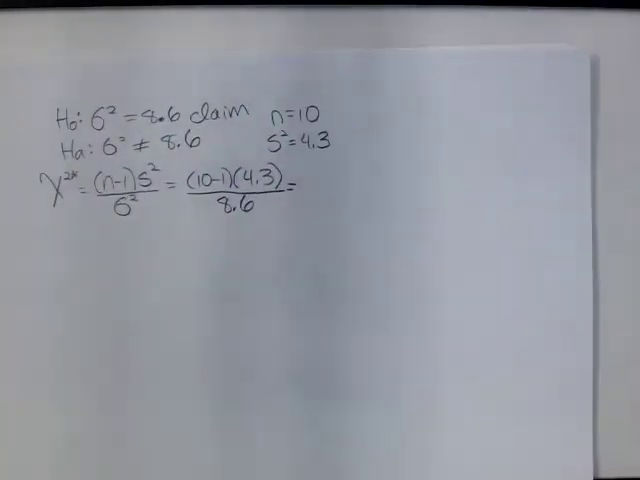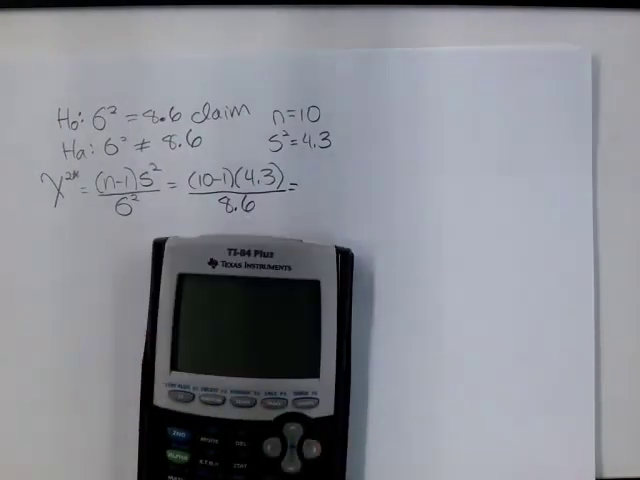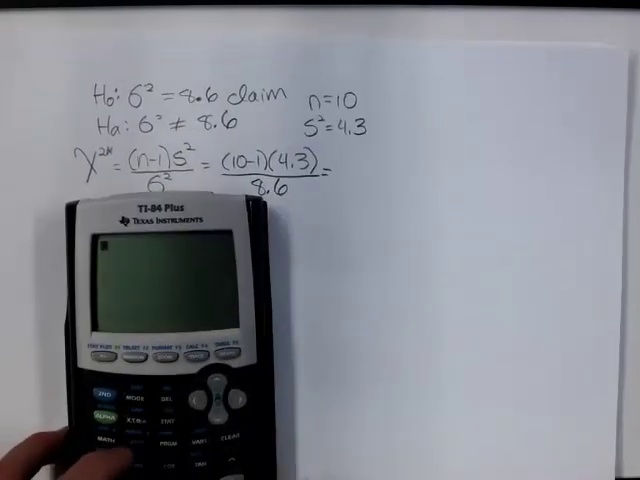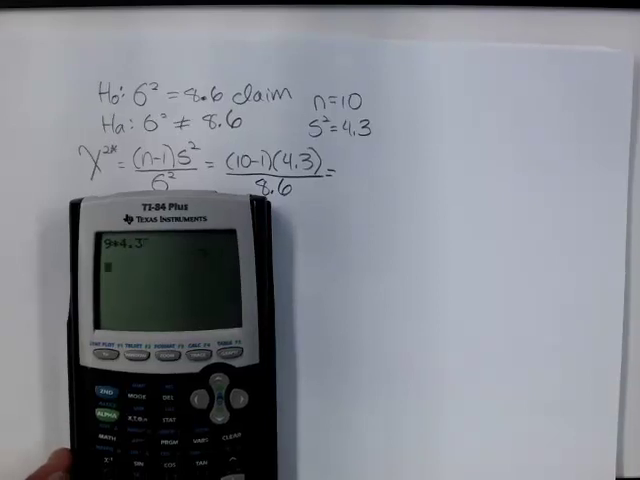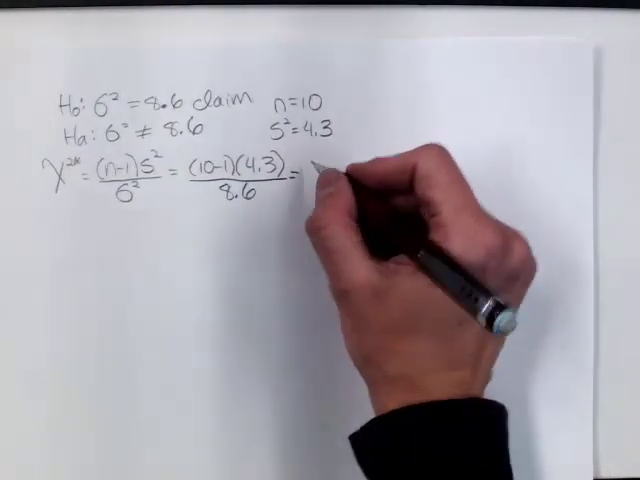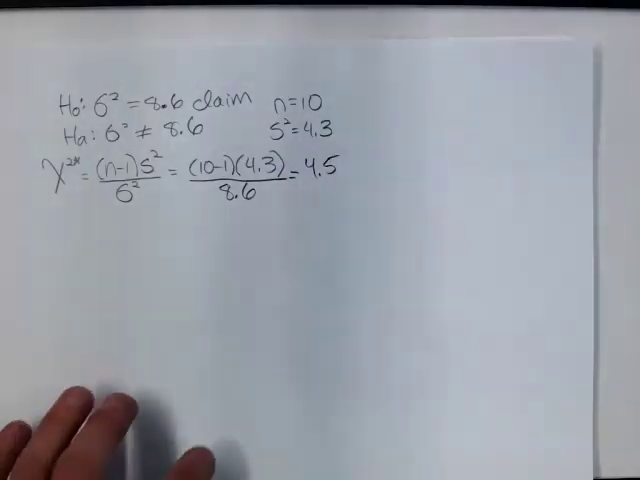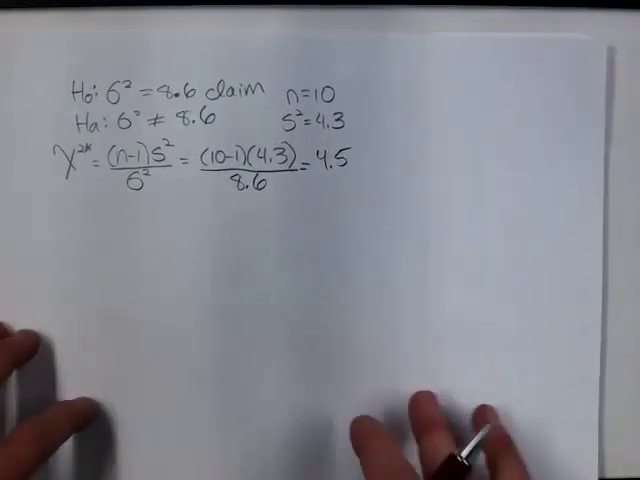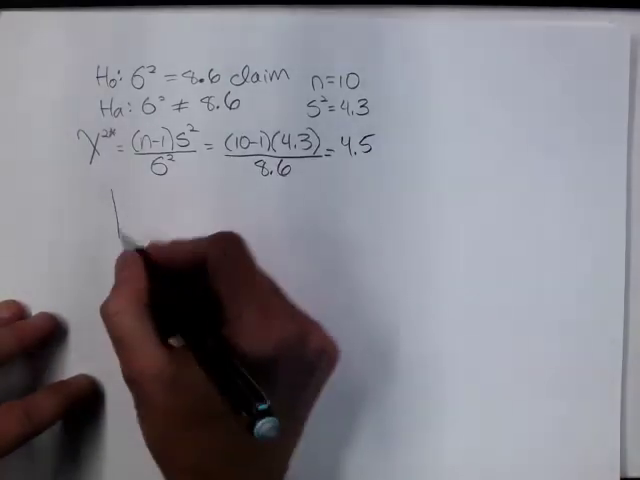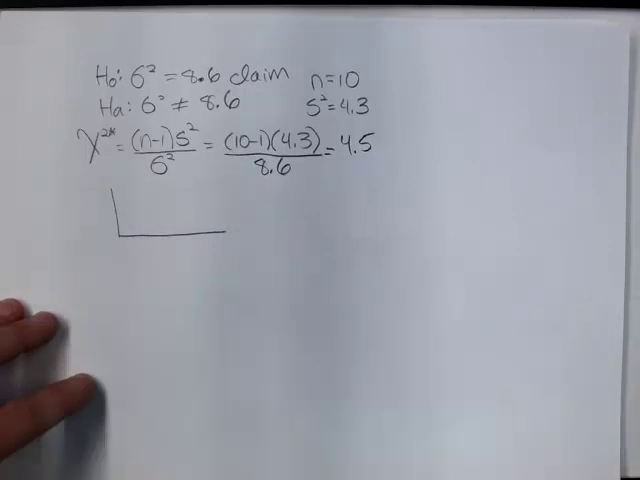Putting that into the calculator, do you get a value of 4.5? So there's our test statistic. All right, so let's go ahead and find the critical value. Actually, critical values, because this is a two-tailed test.